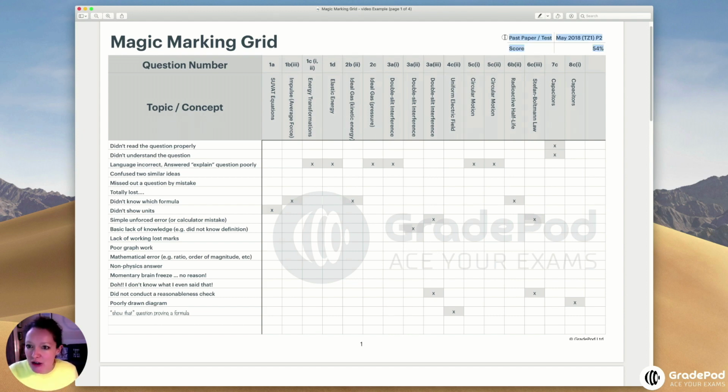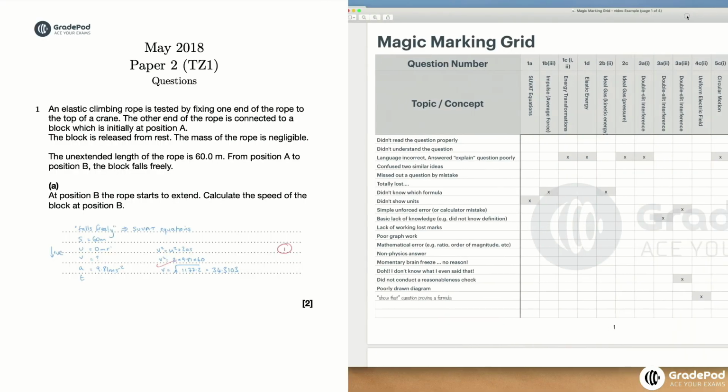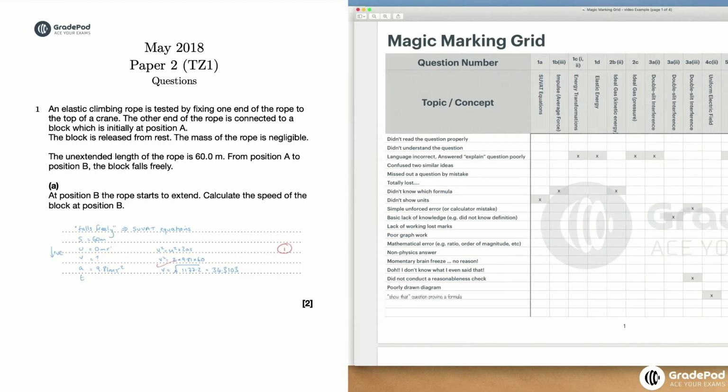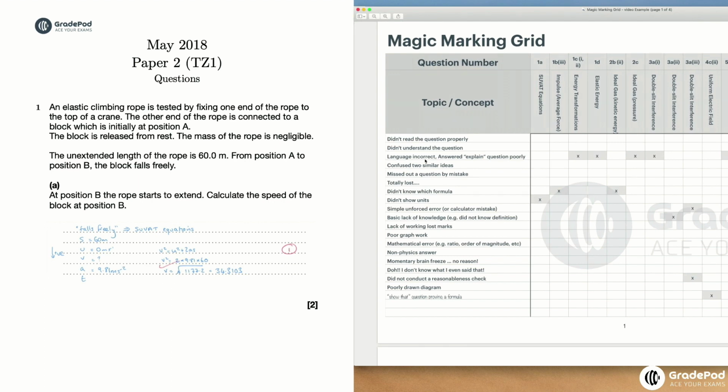So I got it marked. My teacher marked it. I marked it with the mark scheme and I got 54%. And I'm a little bit disappointed. So I'm going to use this magic marking grid to really assess where I went wrong and how I can improve. So can you see two things on the screen now? You can see the paper above me and it's been marked with the marks here. And you can see the magic marking grid to the side of it.